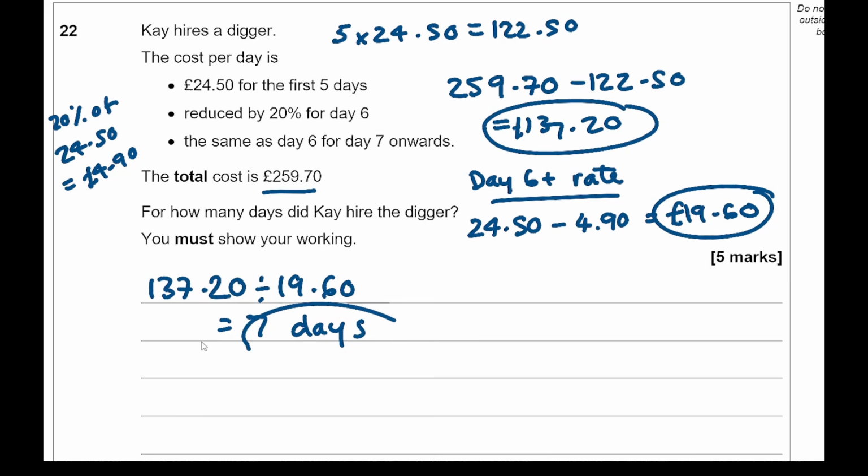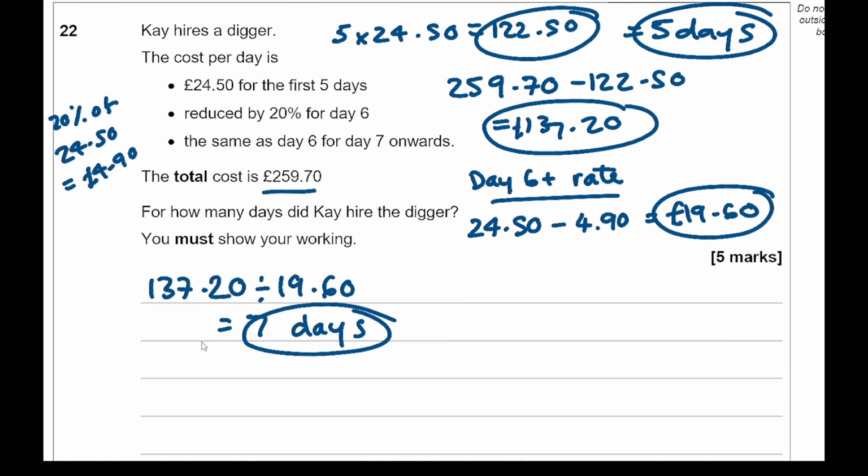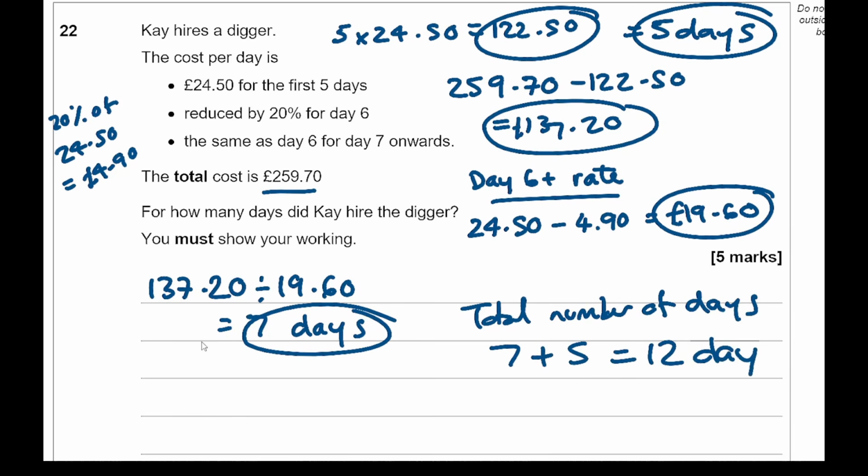So if I then add the 7 days to the 5 days, the total number of days is going to be 7 plus 5, which gives me a final answer of 12 days.